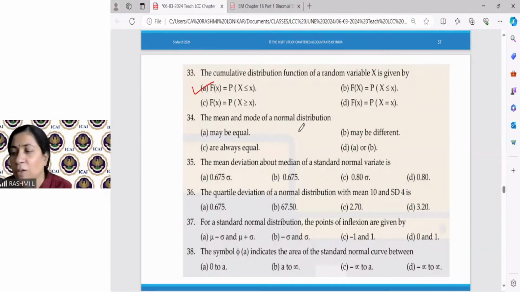The mean and mode of a normal distribution may be equal, are always equal, may be different. So, they are always equal. There is no mean. Okay. Mean is equal to mode is equal to median.